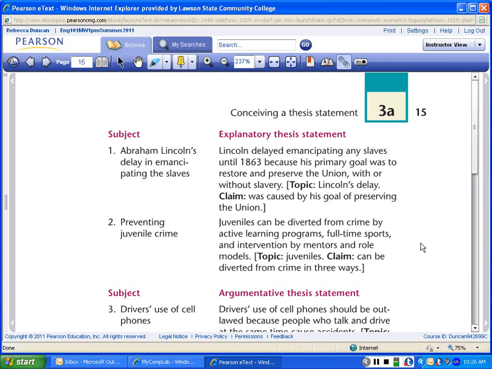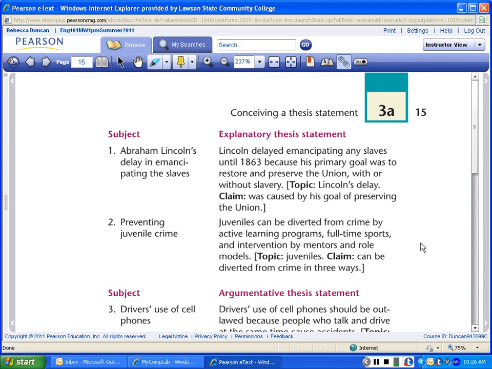It's going to explain how that helps, and it's going to give me supporting examples of actual active learning programs that have helped juveniles stay out of crime and gangs. Same would be true. I'd expect another section on full-time sports programs with examples, and a whole set of paragraphs or section on intervention by mentors and role models with examples. That's going to lay itself out perfectly, and that is a strong thesis.